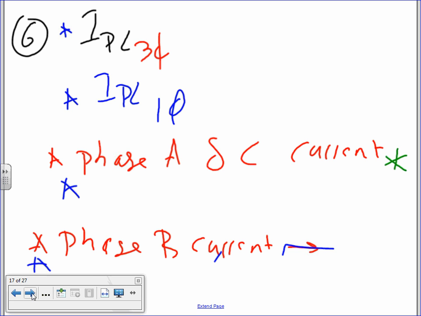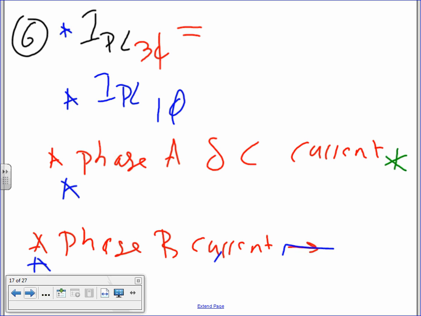Now, on the primary line, guys, there are two currents: there's current coming out of the three phase and current coming out of the single phase. Okay, let's do the three phase. Derek, do you remember the three phase bank? What was it? 300. Thank you, 300.